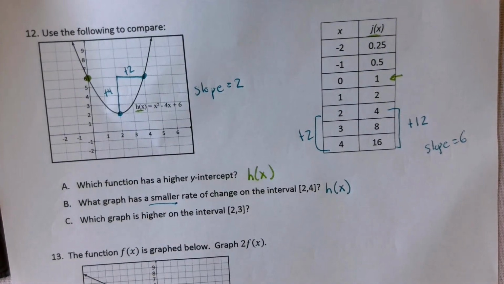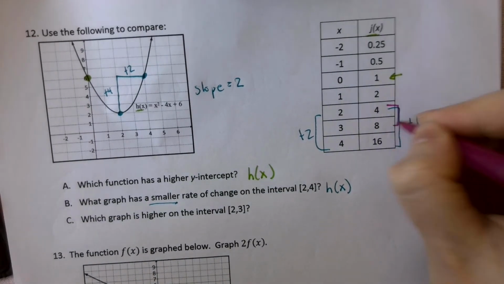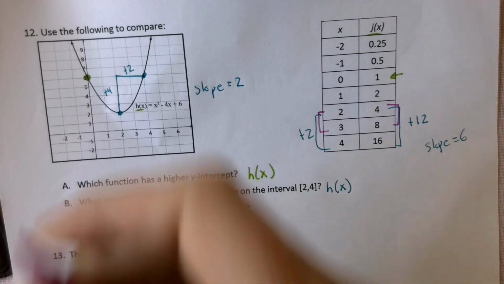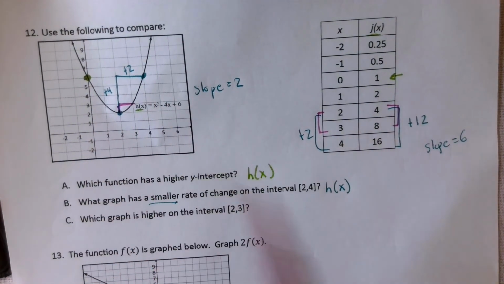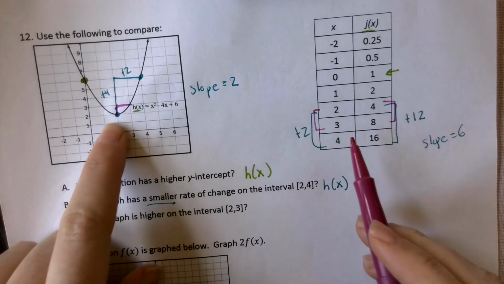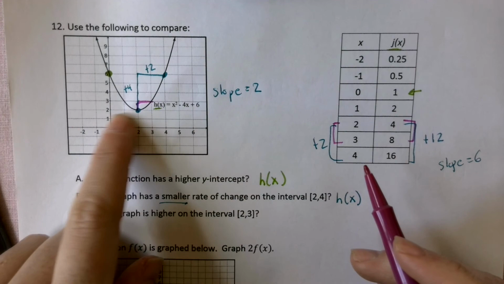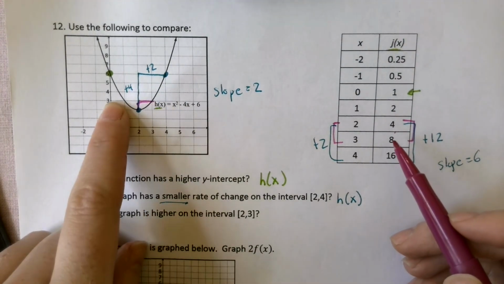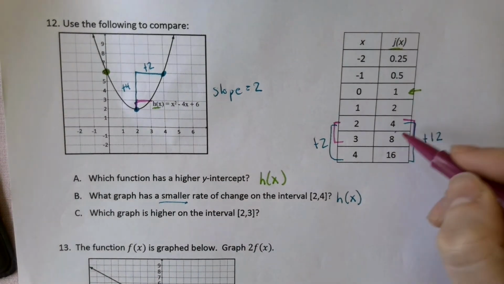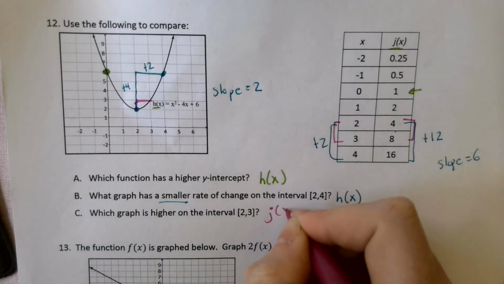And then finally, which graph is higher on the interval 2 to 3? So 2 to 3 is this interval, and then 2 to 3 is this interval. So the points here are 2, 2, and 3, 3 for the graph, and 2, 4 and 3, 8 for the table. Because these two numbers are higher, j of x is higher on the interval.